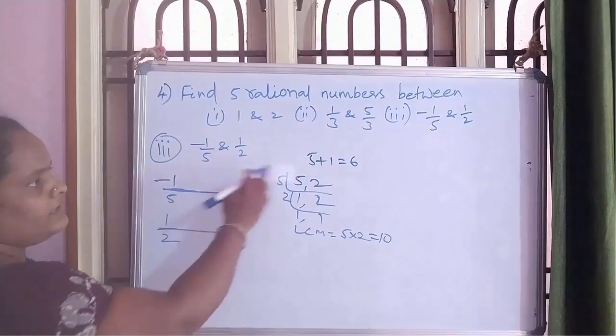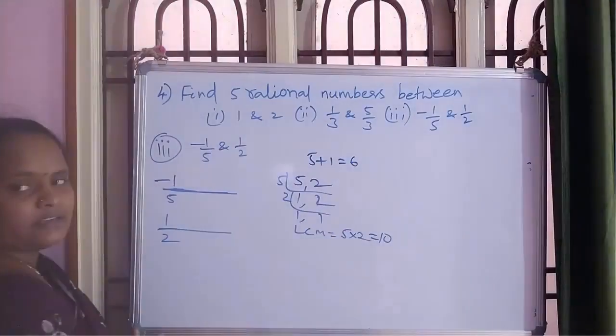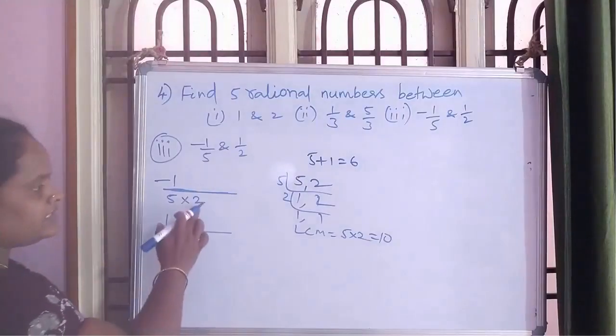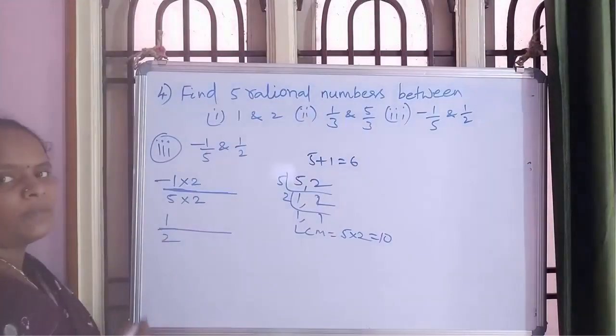Okay. Here the LCM is 10. To get 10 in the denominator, I need to multiply 5 with 2. With the same number I need to multiply in the numerator also.